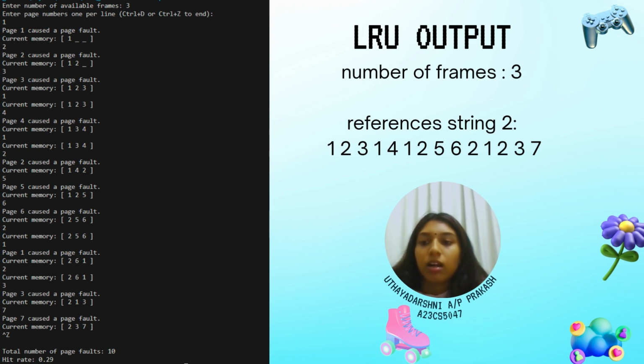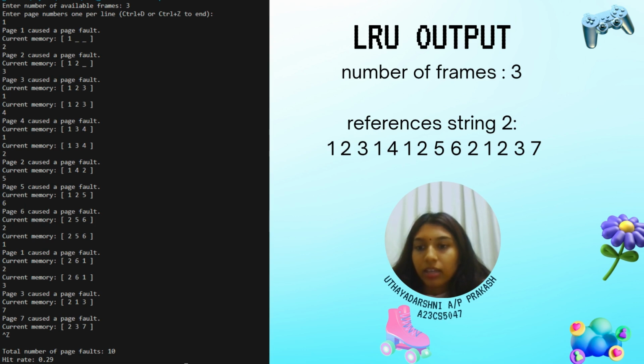Step 11, page 1 is not in the memory, so we remove the oldest used page, which is page 5. The current memory we get is 2, 6, 1. And step 12, page 2 is already in the memory, so nothing will change. And step 13, the memory is full, so we remove the oldest used page, which is page 6, so we get 2, 1, 3. And finally, page 7 is not in the memory, so we remove the oldest used page, which is page 2, and now we get this output.